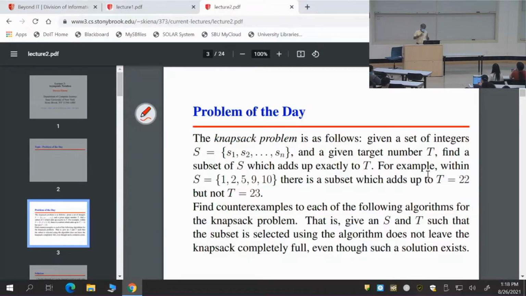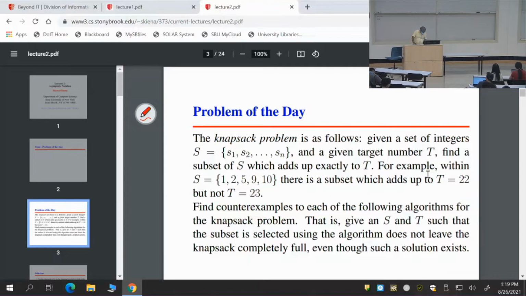So this is representative of all kinds of bin packing problems. And what I want you to do is to give counterexamples to the following algorithms. What does a counterexample mean? A counterexample is something that demonstrates that an algorithm is wrong. Now you could imagine a world where there's no way to fill up the knapsack. If there's no way to fill up the knapsack and your algorithm doesn't fill it, is your algorithm wrong? No, it's not the algorithm's problem, it's the problem instance's problem. Your algorithm is wrong if there is a way to fill the knapsack and your algorithm doesn't find it. Is that clear?